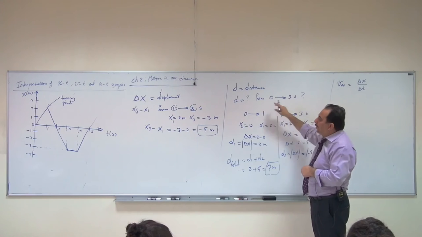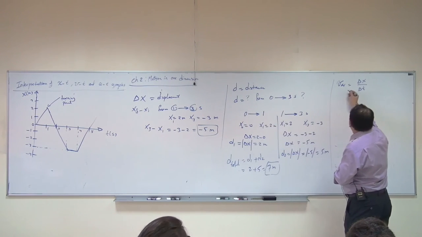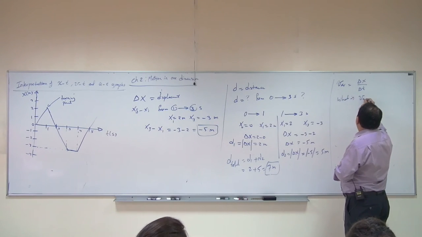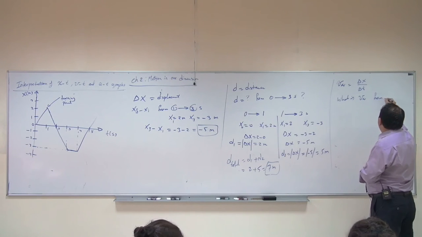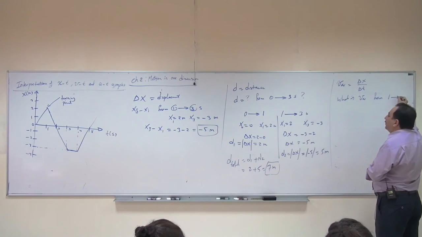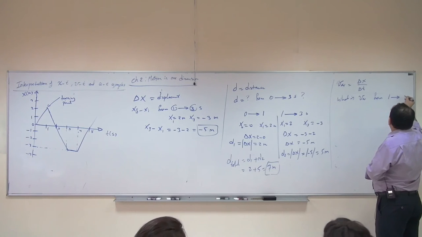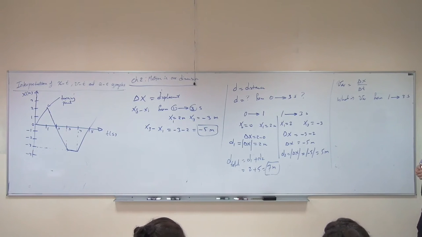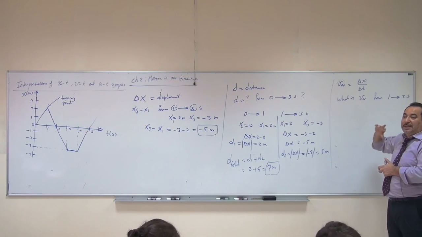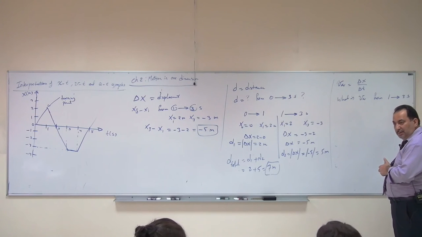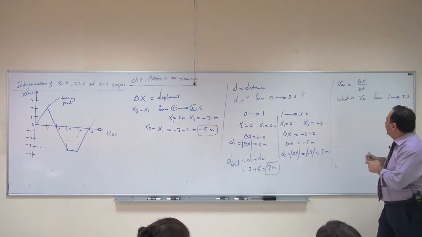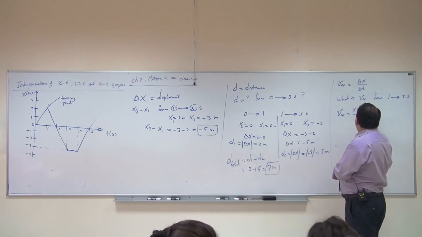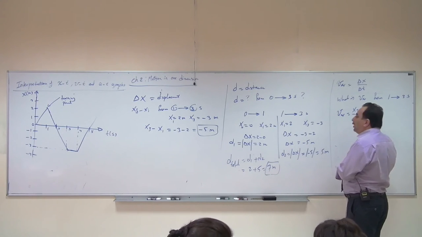0 to 3 here, maybe, or 1 to 3, doesn't matter. Let's say, what is V average from 1 to 3 seconds? So what do you need? You need delta x from 1 to 3, and the time is 3 minus 1. So V average is x3 minus x1 over t3 minus t1.